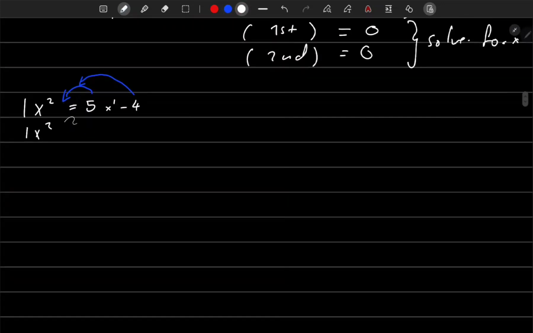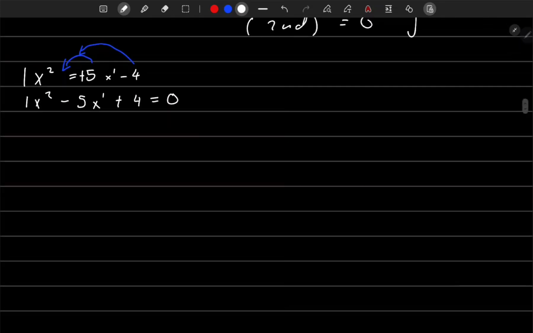When the 5 crosses the equals sign, it becomes a minus. The positive sign that was here changes to a negative. So it becomes minus 5x to the power of 1. And then we take the 4 and put it to the other side. But the 4 had a minus, so we change it to a plus. So this is plus 4. We say that this is equal to 0. Now from this point onwards, we don't have to write this 1 and this 1. We just know it's there. So we can say x squared minus 5x plus 4 is equal to 0. And now we can solve.